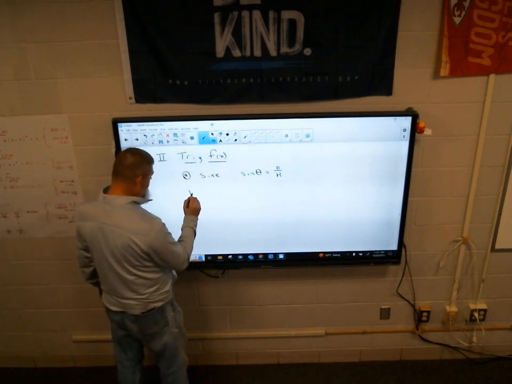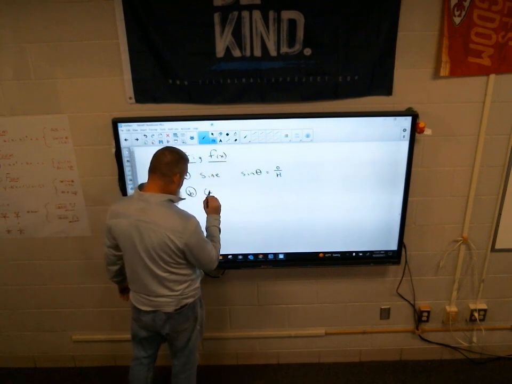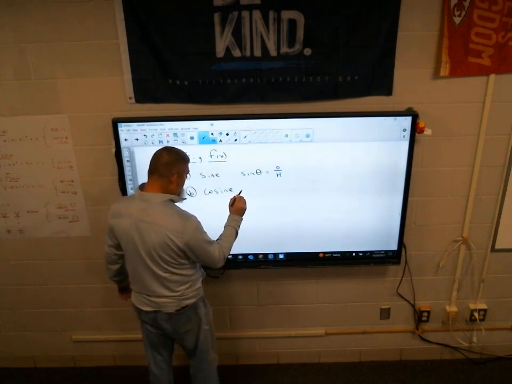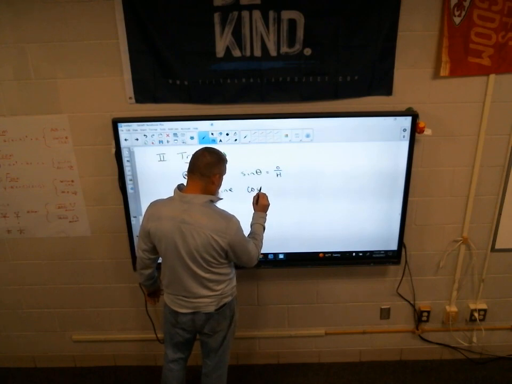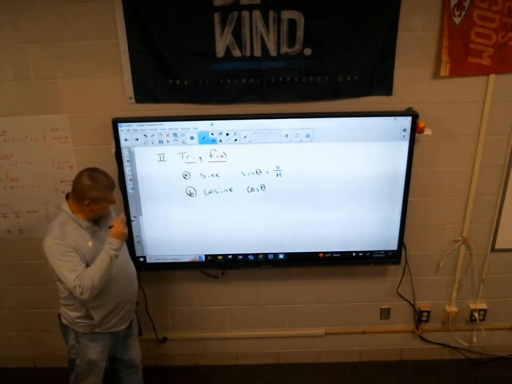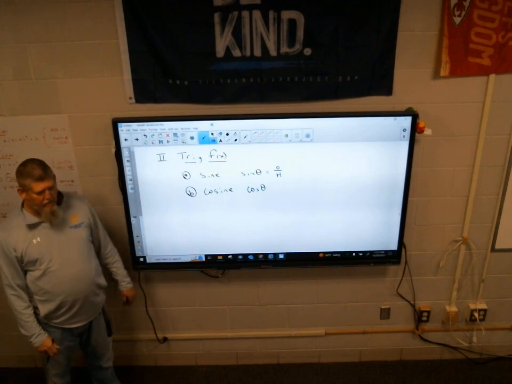So letter B. We have cosine, and that's abbreviated COS, but we say cosine. Can anyone tell me what the co stands for?